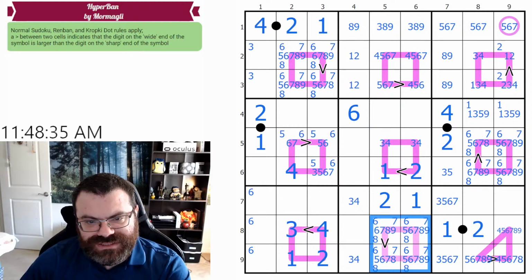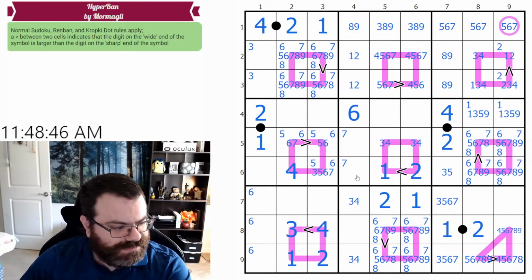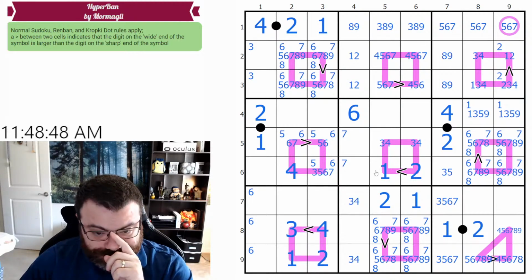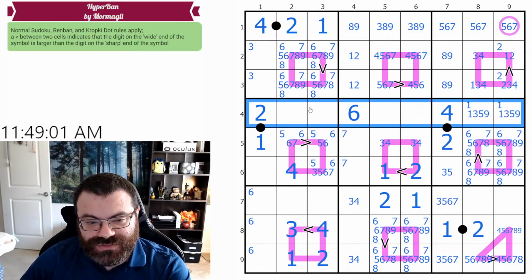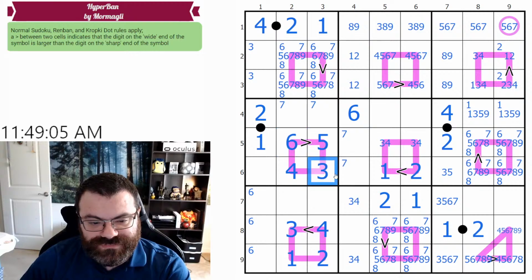So this has 6, 7, and 8 on it. So the 7s line up. So 7 is in one of these two. Wait. 7 for this row is now up here. And that resolves this 6, 5, 3.